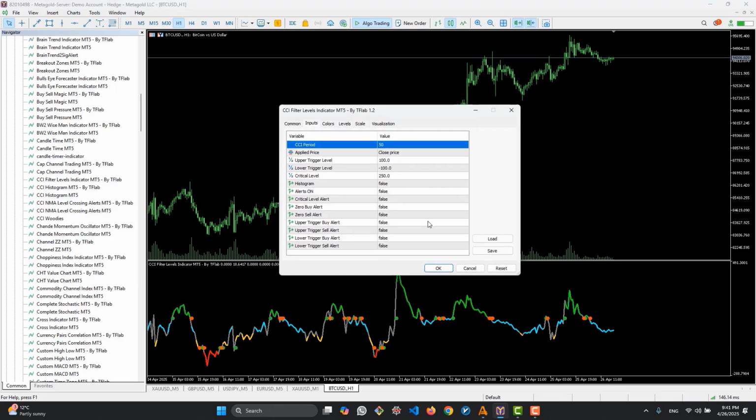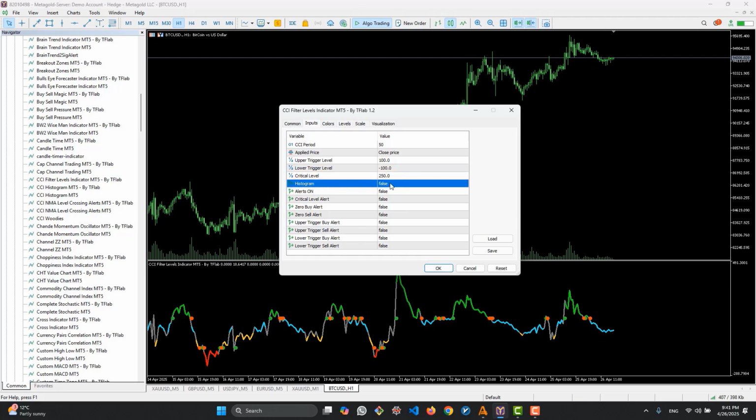The first option in the settings is the CCI indicator period. The next option is the price on which the calculations are performed. The next option is the trigger level for the positive mode, and the following option is the trigger level for the negative mode. The next option is the critical level, which is used for alerts. Here we can enter a value so that when it reaches this value or the negative of this value, an alert will be triggered for us.